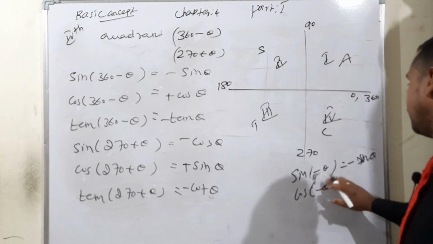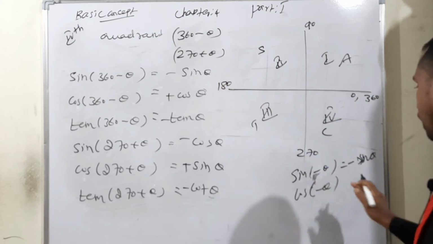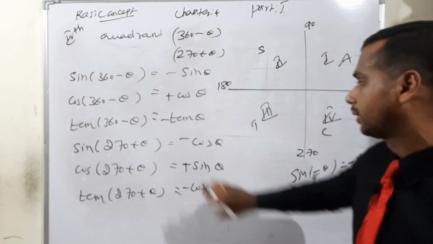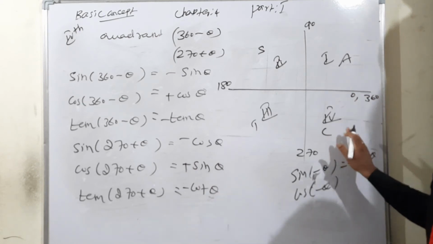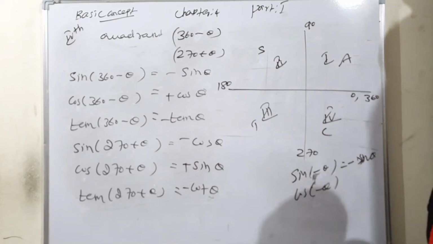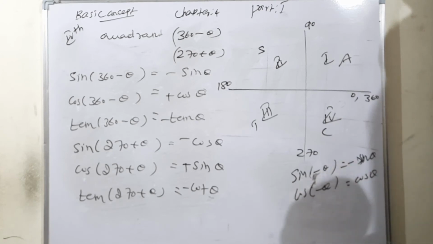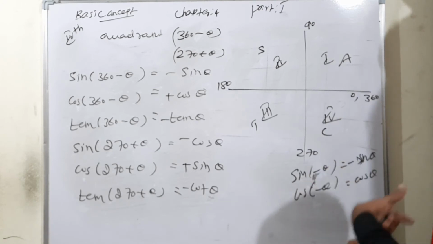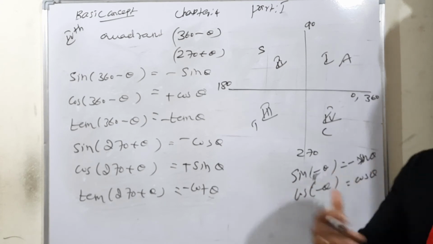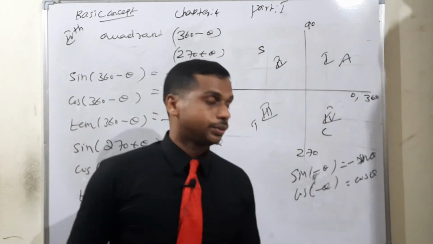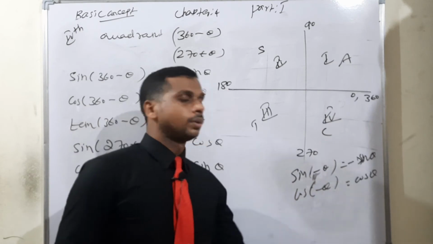Therefore, sin of 360 minus theta is equal to minus sin theta, as well as cos of minus theta is equal to cos theta, because it lies in the fourth quadrant. Fourth quadrant means what? Cos only is positive. Therefore, cos of minus theta is equal to positive cos theta. Why? Cos 360 minus theta lies in the fourth quadrant. All Silver Tea Cups: in the fourth quadrant, cos only is positive. Okay. These 2 points are also important.